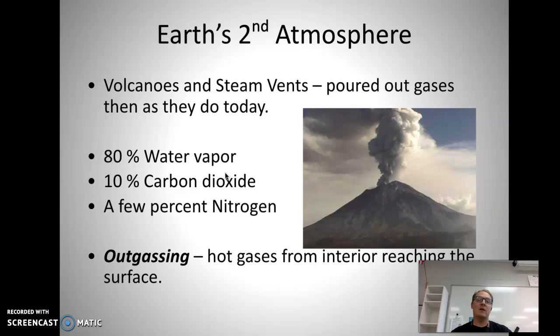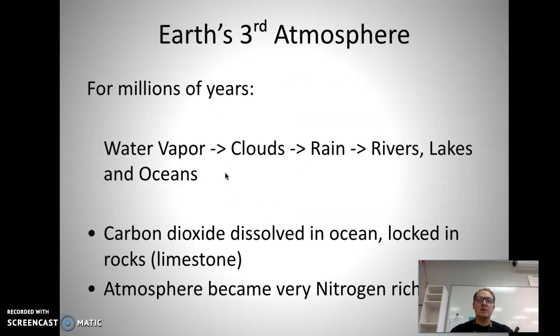Our current atmosphere looks like we've taken those numbers and almost flipped them upside down. Okay? So things began to change. Earth's third atmosphere introduces something that I want you to know called a feedback loop. For millions of years, this process that I'm about to explain happened over and over again, and as a matter of fact, it's still happening now.